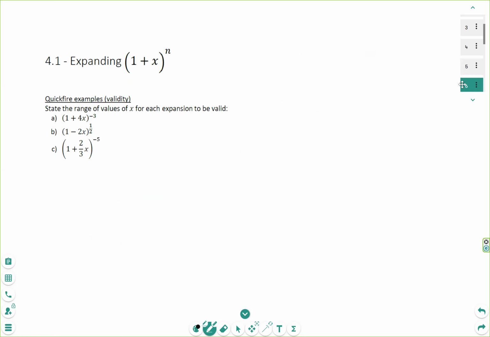Okay, right. So quick 5 examples for the validity if you struggle with validity. So question A, it will be the modulus of 4x is less than 1. Therefore, 4 modulus x less than 1, the modulus of x is less than a quarter. That's validity.